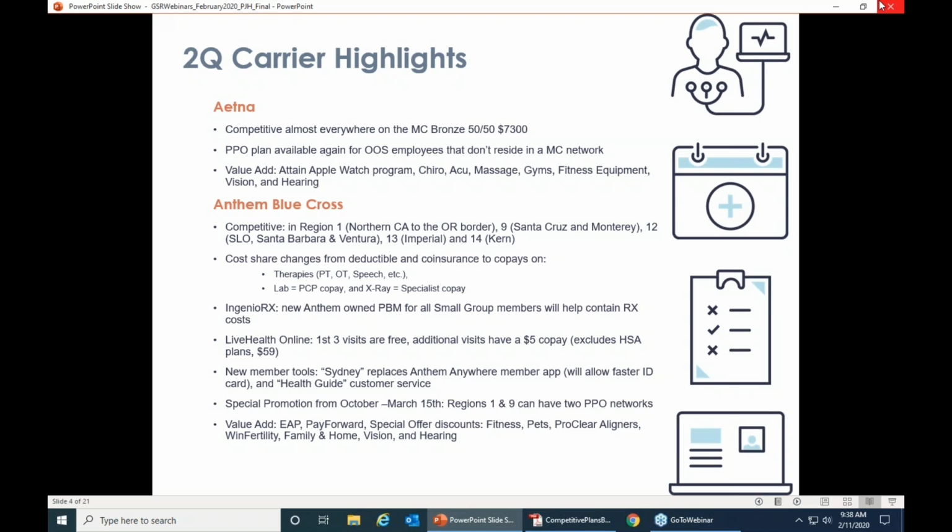Moving on to Anthem. Anthem has been our biggest winner in 2019, wrote the most business with us, and continues to be competitive in 2020. You'll notice the areas are listed there. One of the big plan changes for Anthem in 2020, which was an enhancement, which is nice to see, is that they had deductibles and coinsurance for physical therapy, occupational therapy, speech, lab and x-ray, and now those are co-payments.